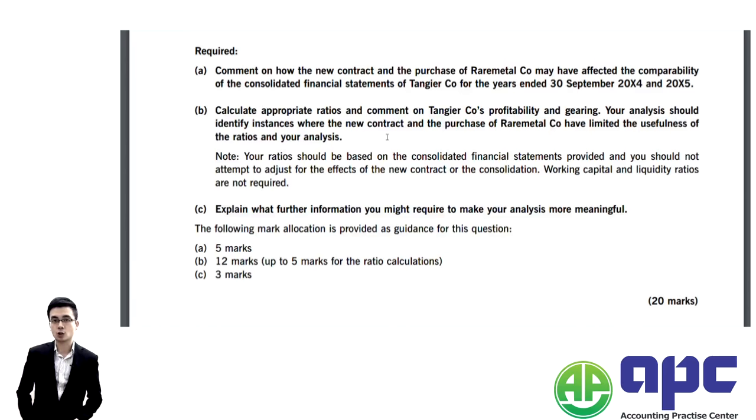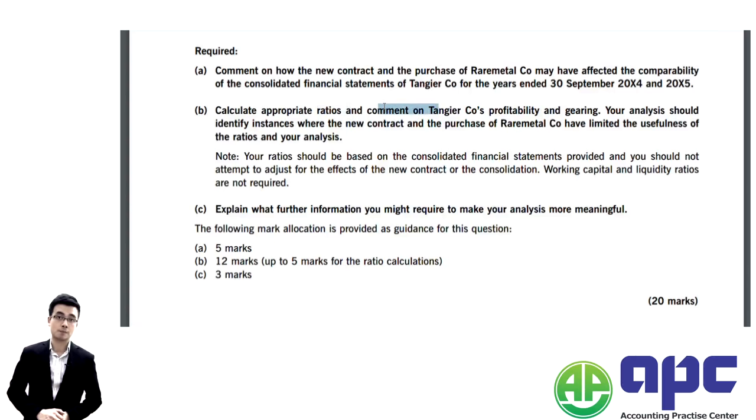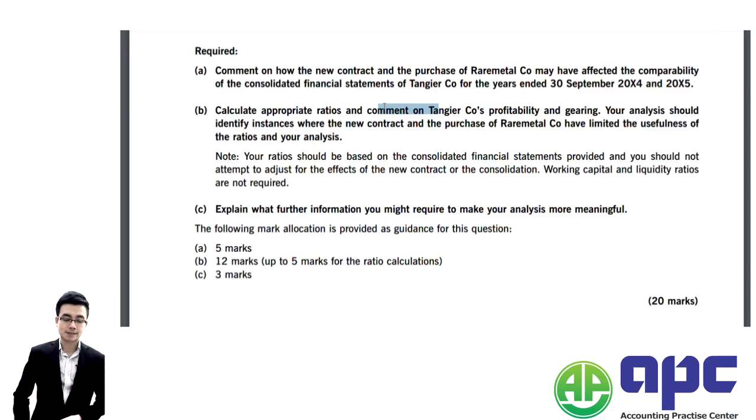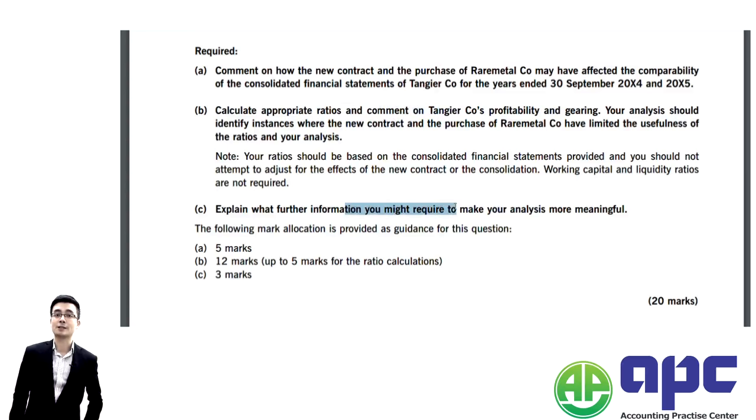And now the new contract impact, I'm going to show you how to do that in a second. And part B, calculate the ratios and comment on the profitability and gearing of the company as well, which means evaluating a company's performance. And C, explain what further information you might require to make the analysis more meaningful. So 20 marks in total.